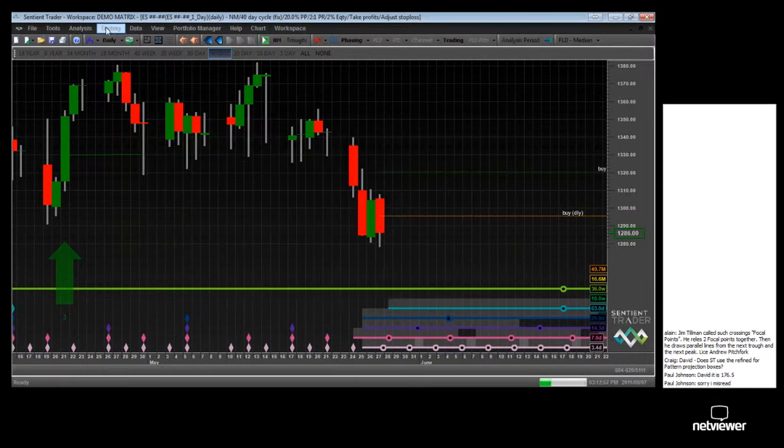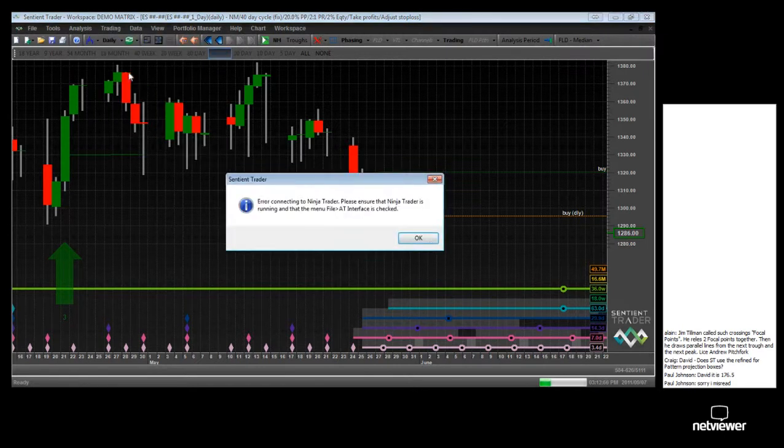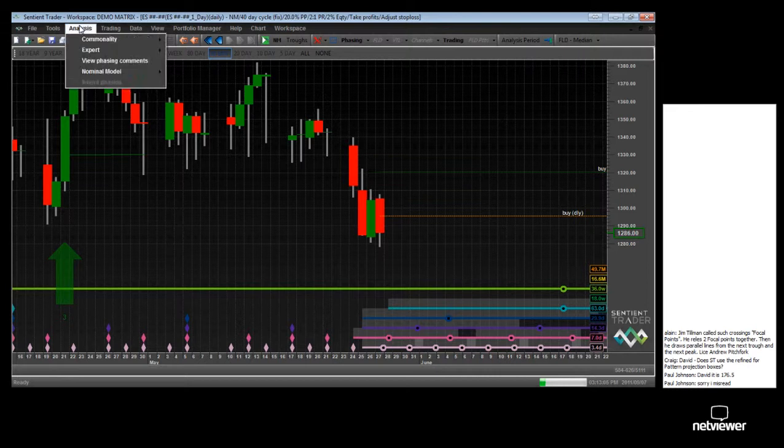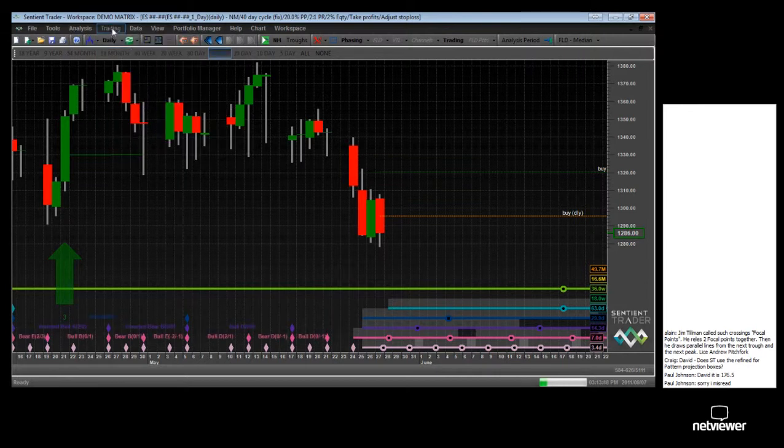All right. Now, within a few seconds, Sentient Trader has started trading. There's a long trade. Okay? As you can see, it was a break-even trade, basically. But the important thing is Sentient Trader has started trading.